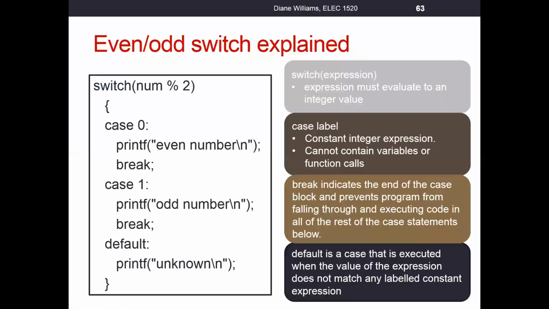All right, so this just gives you the same explanation that I just went over. I want to emphasize once again, these case labels have to be constant integer expressions. Remember that a character value is also an integer expression, so it can be a single character. It can't contain variables or function calls. Break indicates the end of the case block and prevents the program from falling through and executing the code in all of the rest of the case statements below. I'll show you an example in a little bit. If we didn't have this break here, then when we had case 0, it would execute this and fall through and keep going until it either gets to the end or encounters a break statement.